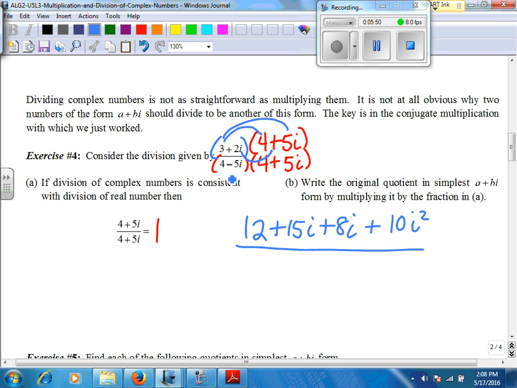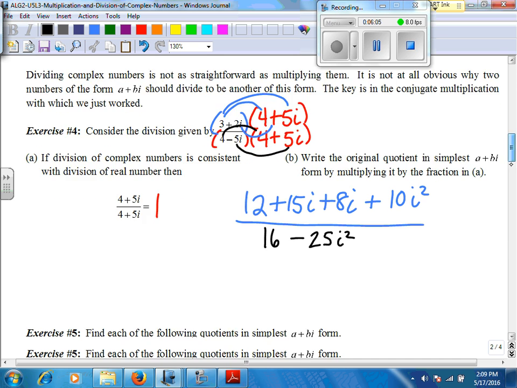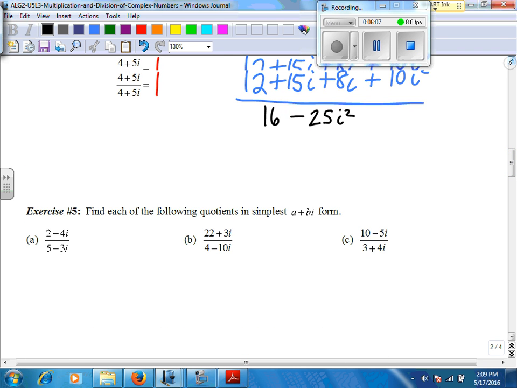Over, in the denominator, this should work out a little nicer because they're conjugates. 4 times 4, 16. I know the outer and the inner are going to cancel because they're conjugates. Minus 25i squared. We have some simplifying to do now.